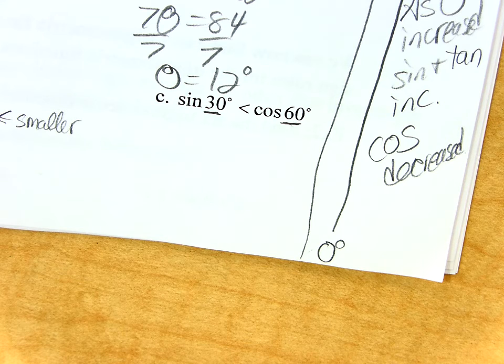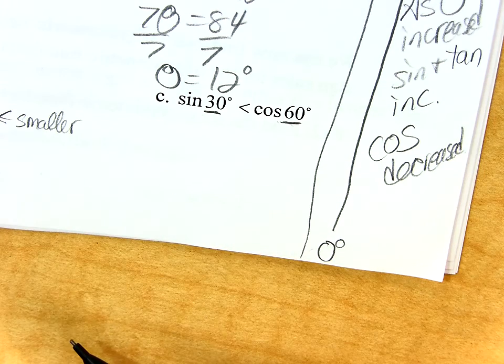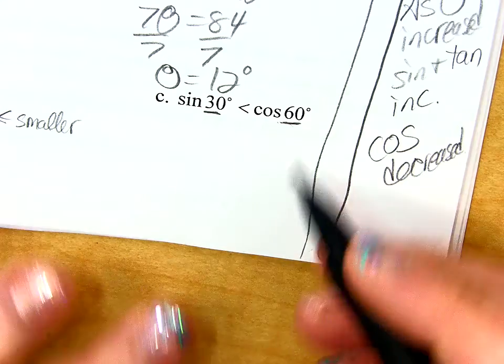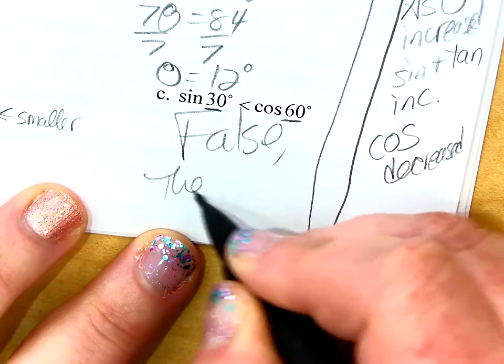It's false because they are equal. They're actually equal to each other, right? Sine of 30 and the cosine of 60 are equal to each other. So that guy can't be less. So that is false. I'll even add they are equal.